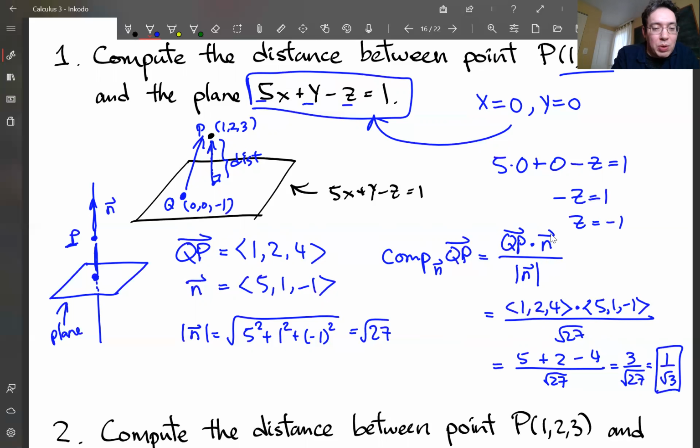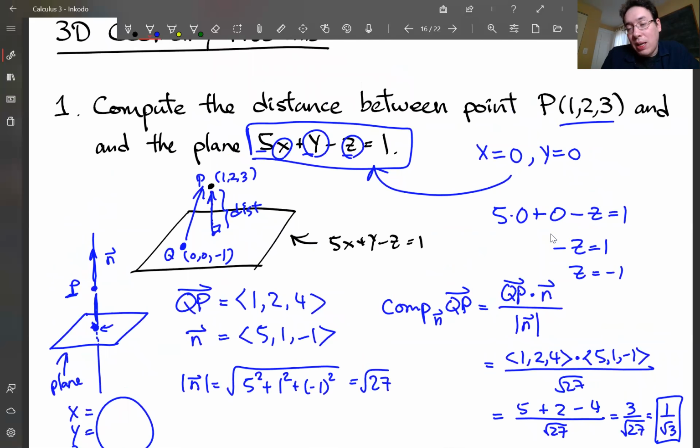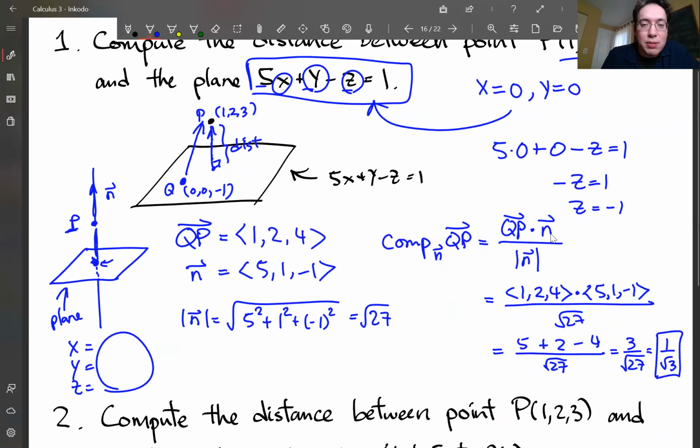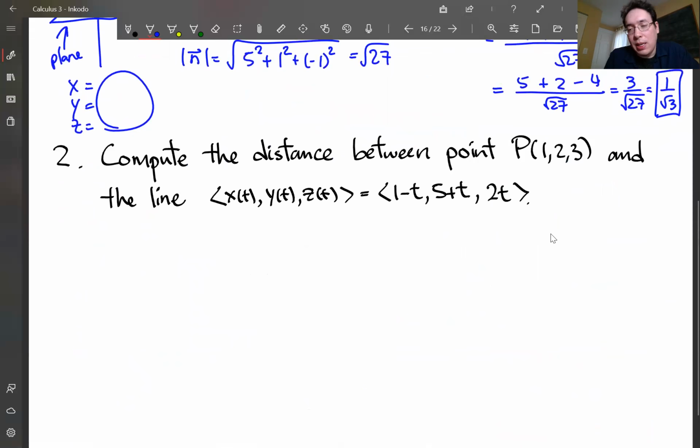Once you get the x, y, z formula for the line, you can plug it into x, y, z in the equation of the plane, and then solve for the t where it intersects. And once you get the point that's closest on the plane, you could use the distance formula between those 2 points to get the distance. So I'll leave that up to you if that method made more sense. Okay, let's look at the second problem.